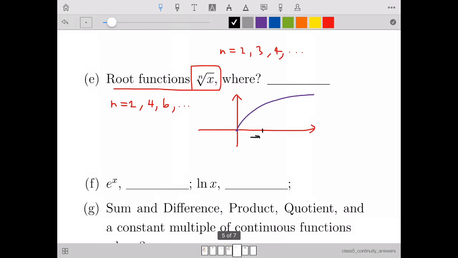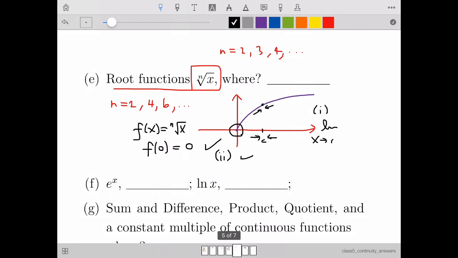Well, at this point c, its limit value is equal to its function value, so it is continuous. How about 0? If f of x equals nth root of x, then f of 0 is 0, so it is defined. So 2 is fine. How about 1? What was 1? 1 was the limit as x approaches c of f of x.